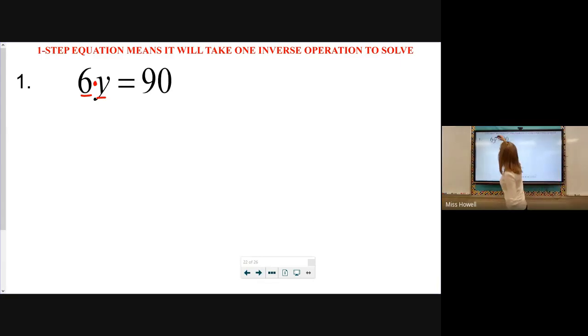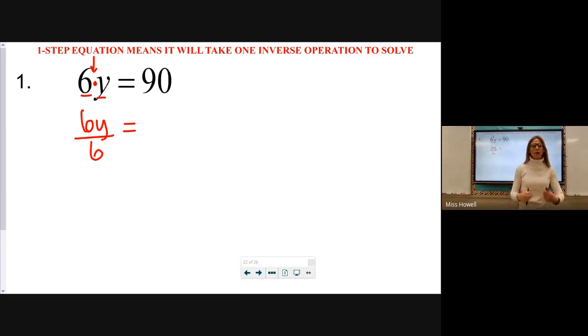Since I need to get rid of a multiply, our inverse of dividing, the easiest way to show it is with a fraction bar. So I bring down my equal sign, I have a 6y, and I need to divide it by 6. So a fraction is the quickest, easiest way in our equations to show that division. What we do to one side, we've got to do to the other. So over here with our 90, we also need to divide that by 6.